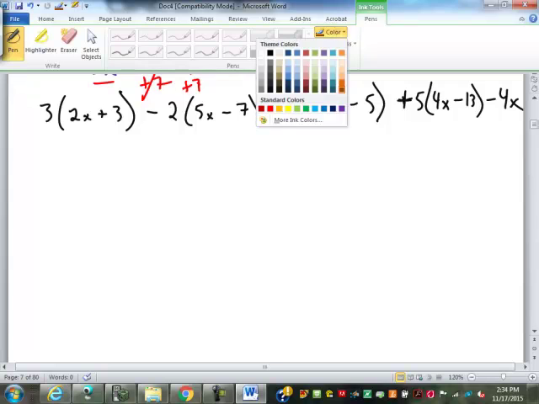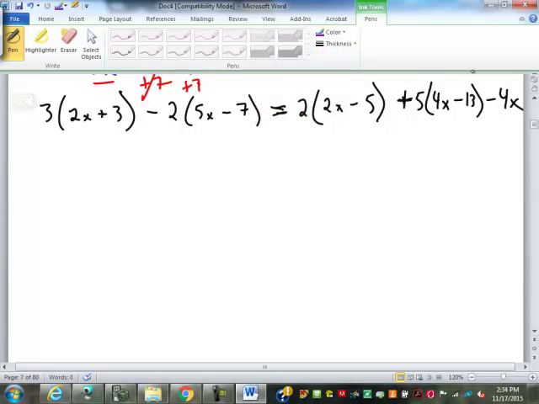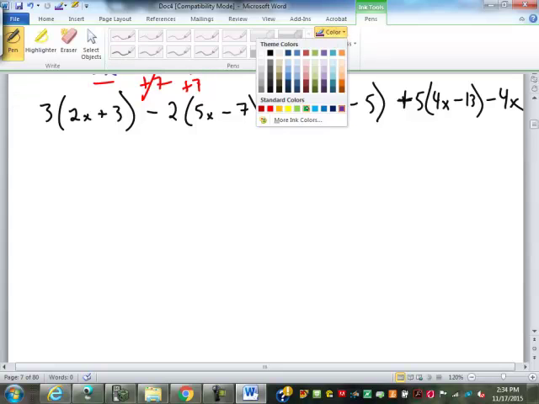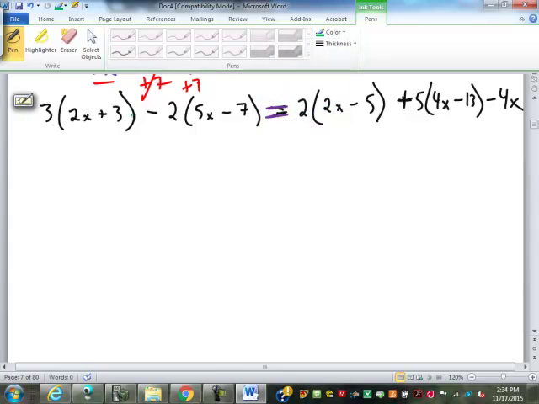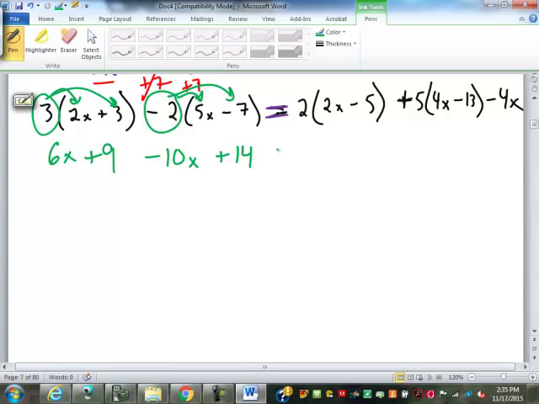The second one's a little bit ugly. A lot of bit ugly. So we got our equal sign. We're going to start just on the left side. On the left side, we do have the parentheses, but there's nothing to do inside any of these parentheses. So we're looking at something we can do to the parentheses. And this first one is times 3. So 3 times 2x is 6x. 3 times 3 is 9. What's next? Negative 2 times 5x is negative 10x. And negative 2 times negative 7 is positive 14.